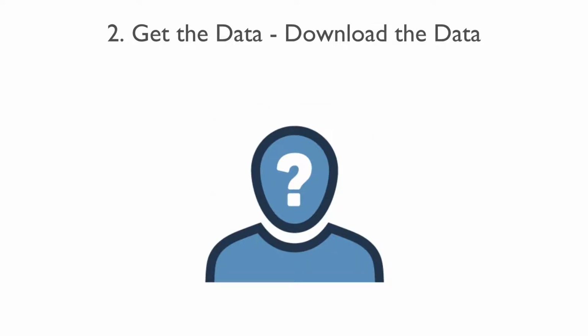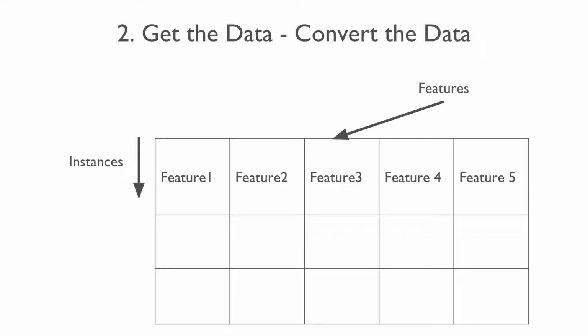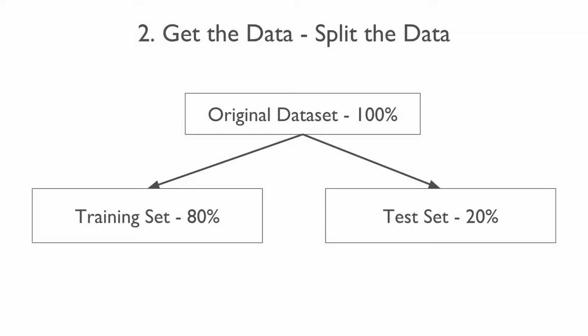Next, we ensure that sensitive information is deleted or protected. We generally anonymize the sensitive information. In the next task, we convert the data in the form of rows and columns so that we can process it. In the next task, we split the data into training and test set. We keep 80% of data in the training set and remaining 20% in the test set.